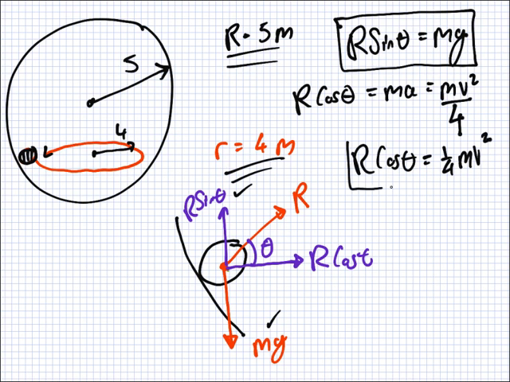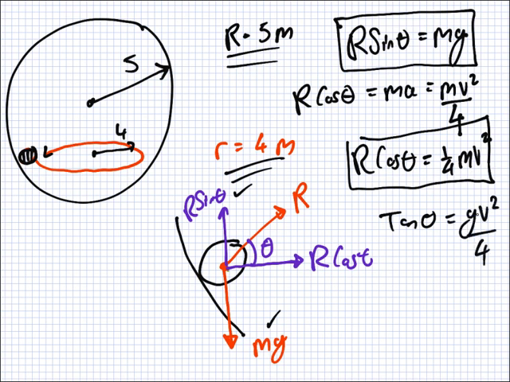Now, remember the trick we had in the last question? We can use the same trick here. R divided by R? Sine divided by cos? Tan theta. The m's cancel, and you're left with g over a quarter v squared. So you get tan theta equals 4g over v squared.